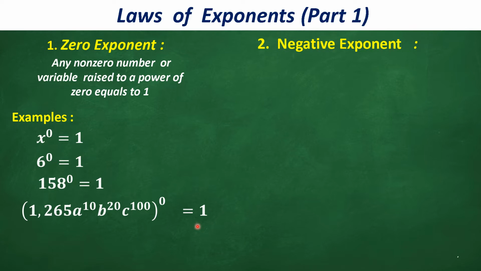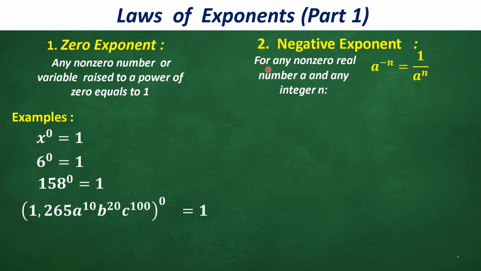Okay, the next one, the negative exponent. Sa negative exponent, it says that for any non-zero real number a and any integer n, so we have a raised to the negative n is equal to 1 over a to the n power. So, we are going to have this phrase for easy remembering, cross the line, then change the sign.